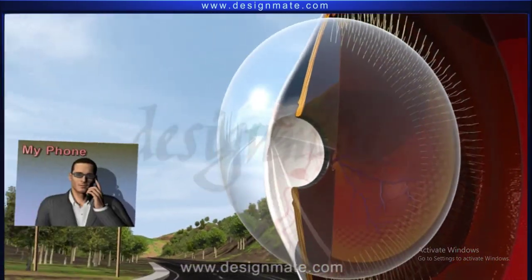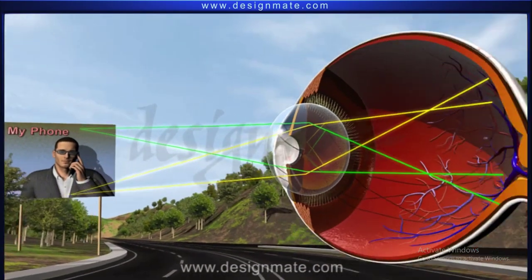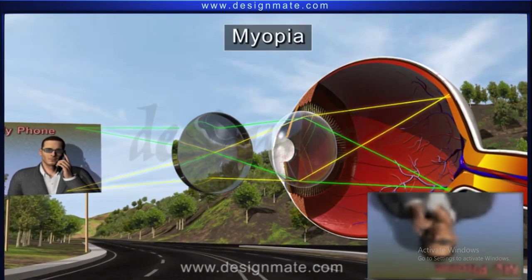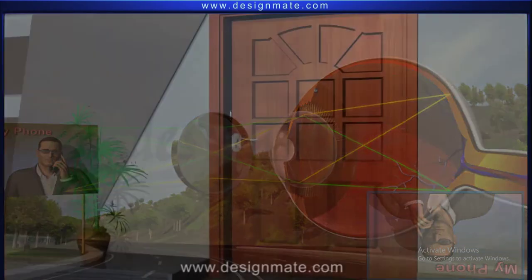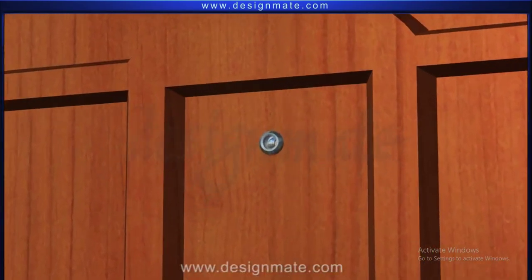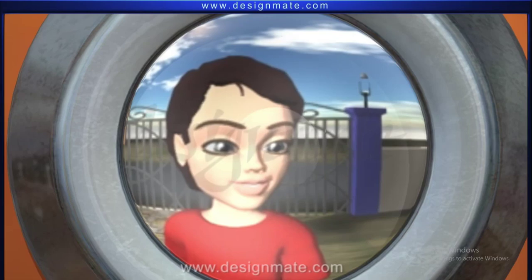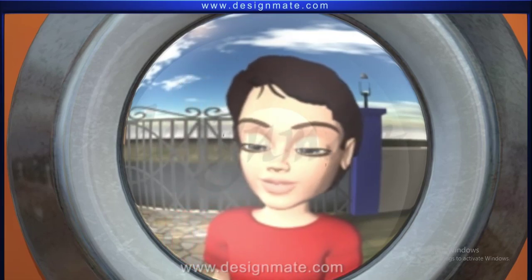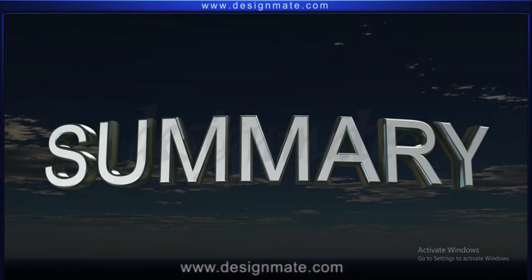The concave lenses are used to correct the short-sightedness in people suffering from myopia. A concave lens is also used in the peepholes of doors to get a minimized image of the person on the other side of the door.